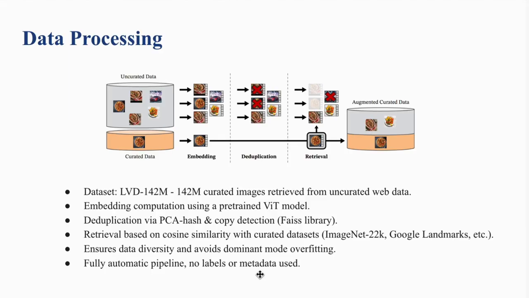This process is fully unsupervised. No labels, captions, or external metadata are required, just the structure of visual similarity itself. So, the final LVD 142 million dataset balances scale and cleanness, outperforming both ImageNet 22K and raw uncurated datasets in downstream tasks, including transfer learning and generalization.